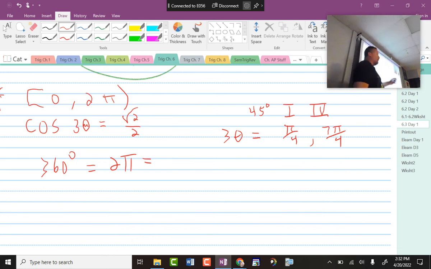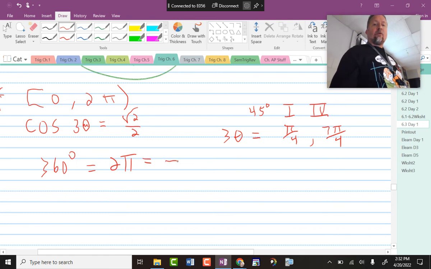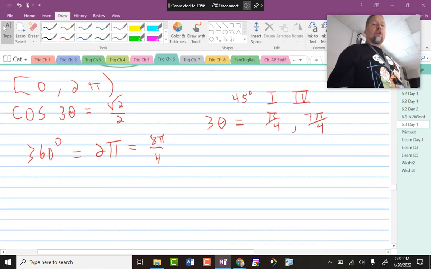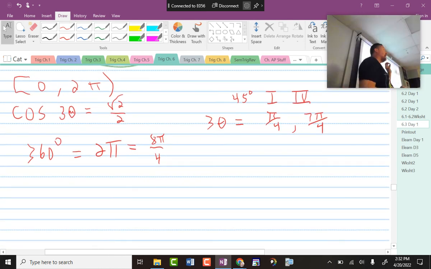What's 2 pi equal to? Blank pi over 4. Just tell me. It's 8 pi over 4. So what happens to the amount of answers? And in degrees, I had to add 360, but in radians, I got to add 2 pi.